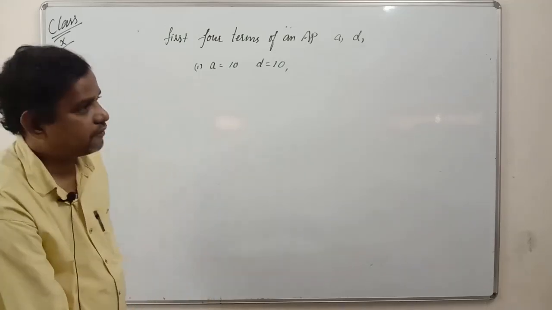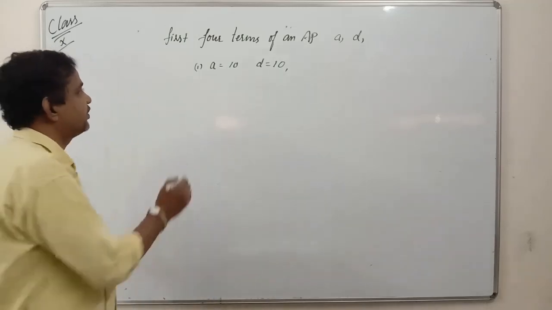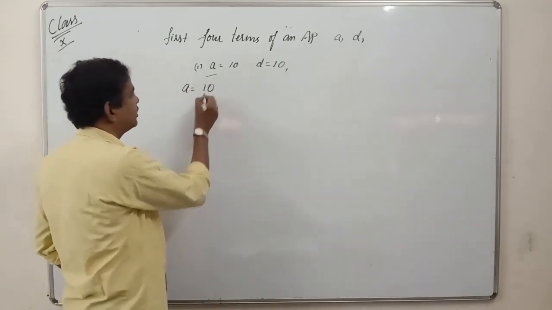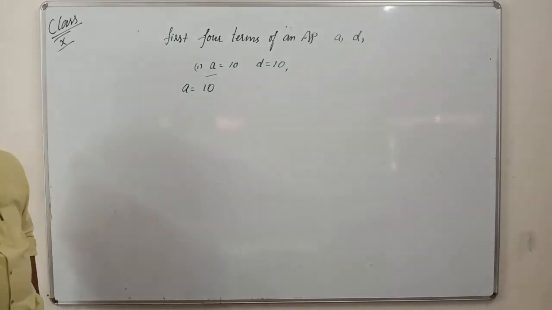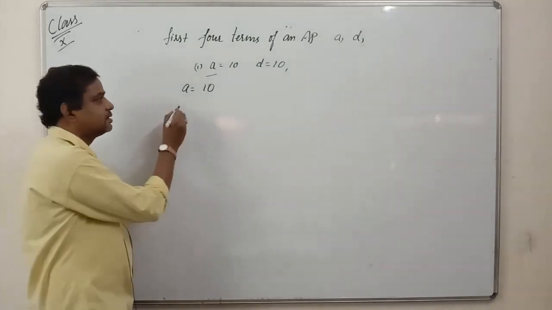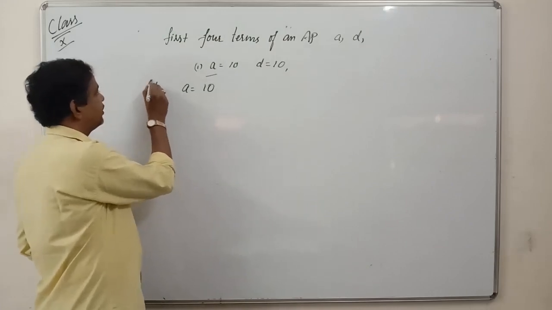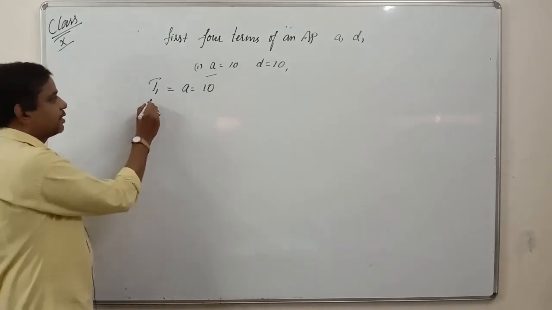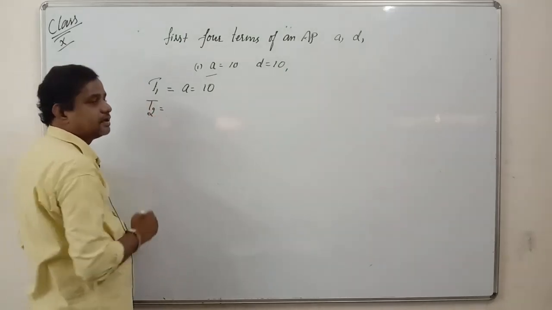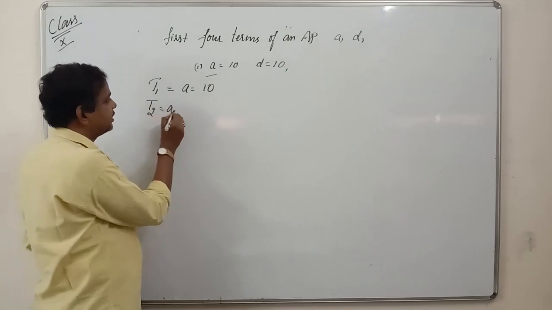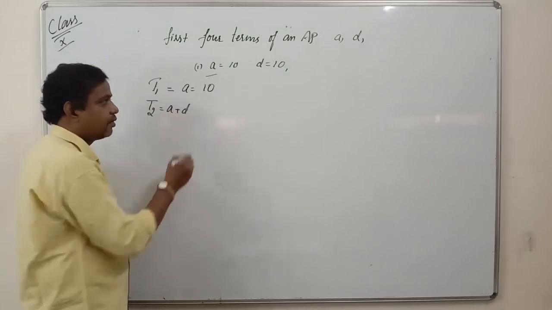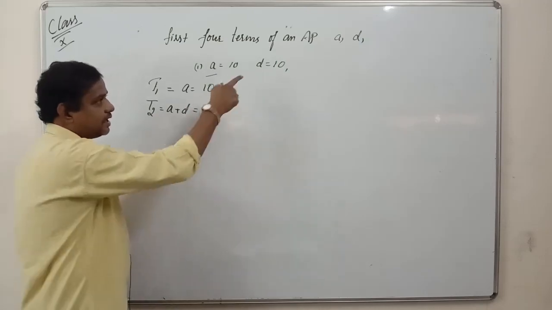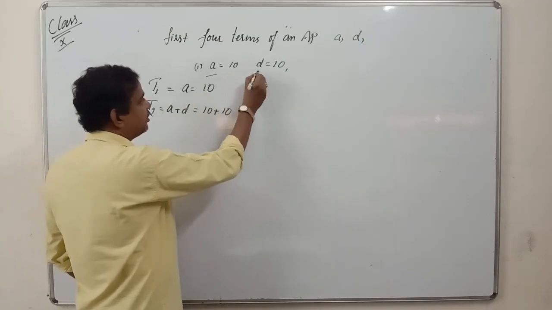I told you already. What is the first term? The first term he has given is A. We know that the first term is A, A equals 10. If you want, you can write it like that: first term is A equals 10, and second term is T2, that is A plus D. What is A plus D? A is 10 plus D is 10, because the value of D is 10 here.